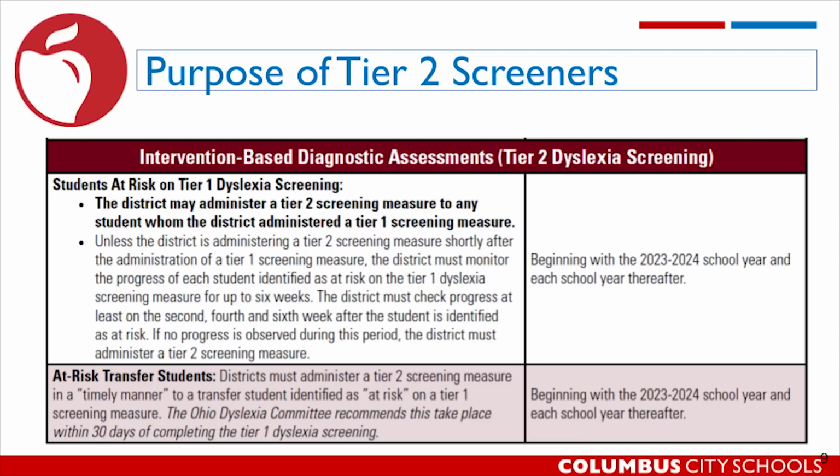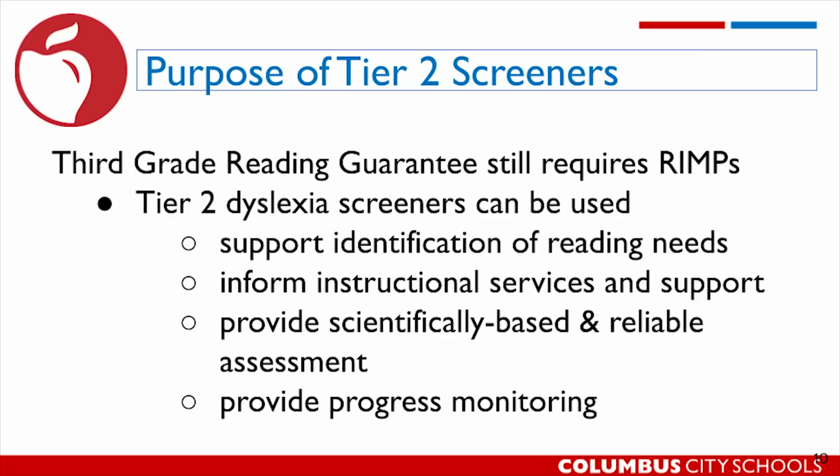The administration of intervention-based diagnostic assessments will occur after 6 weeks of evidence-based interventions. Progress monitoring data from those interventions must be collected at least on the 2nd, 4th, and 6th week after the student is identified at risk, and will help to guide which of the Tier 2 screeners are needed for individual students. Tier 2 screeners also provide information for reading improvement and monitoring plans.